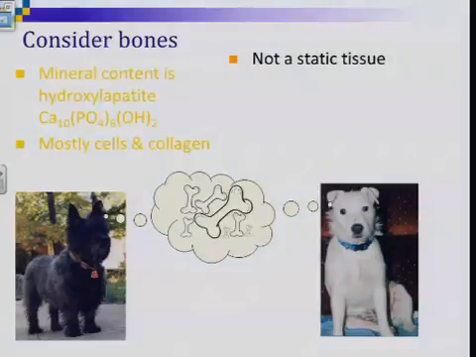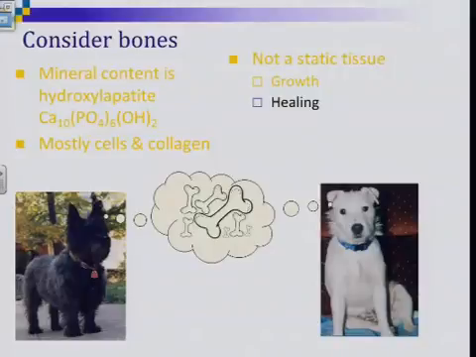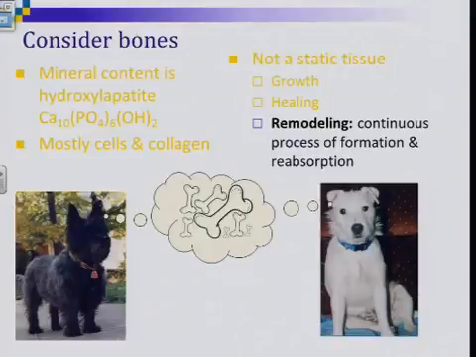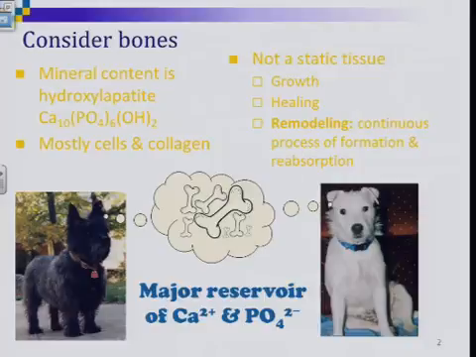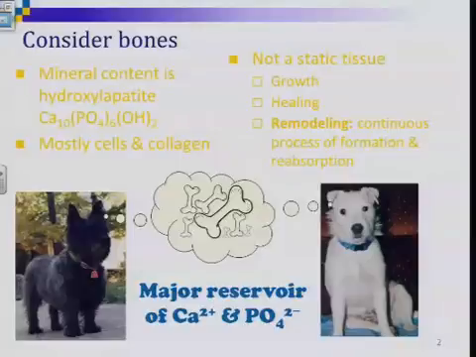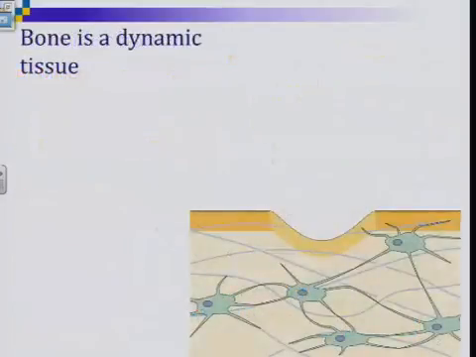Bone's not a static tissue. And if you think about it, it's obvious. It has to grow. It also, if it's broken, it has to heal. But it also undergoes a process called remodeling, which is a continuous process of formation and resorption. Physiologically, bone, probably maybe its most important function, is to act as a reservoir of calcium and phosphate to ensure the levels of extracellular fluid calcium and phosphate. So bone is a dynamic tissue.